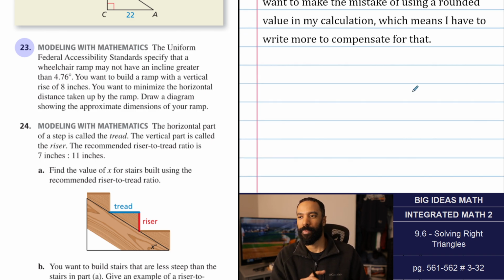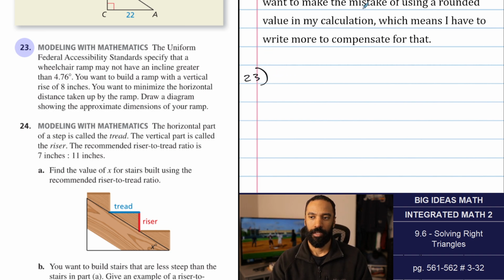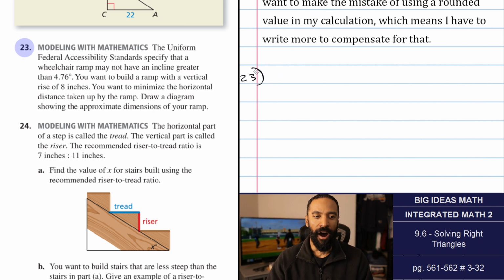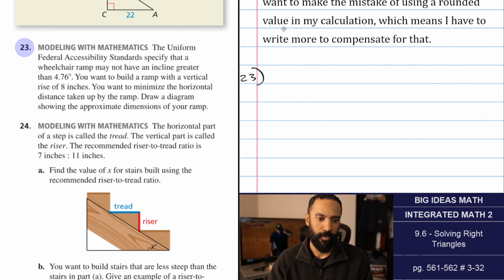Number 23, modeling with mathematics. The Uniform Federal Accessibility Standards specify that a wheelchair ramp may not have an incline greater than 4.76 degrees. You want to build a ramp with a vertical rise of 8 inches. You want to minimize the horizontal distance taken up by the ramp. Draw a diagram showing the approximate dimensions of your ramp.